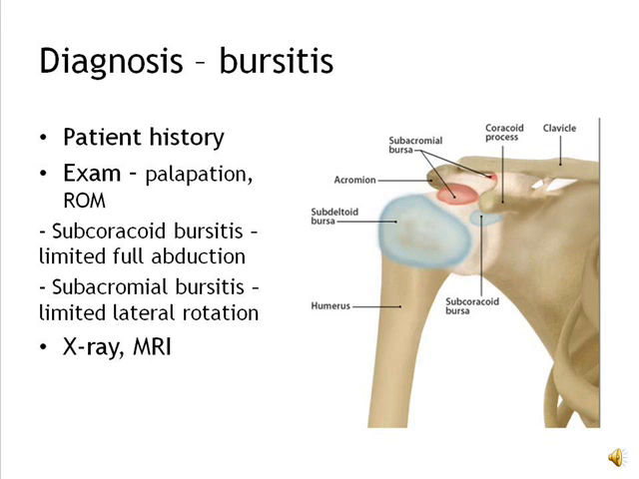X-rays, as you saw, are usually performed to assess if there are any bone spurs of the shoulder, and MRI shows the soft tissue, and ensures that there's no actual rotator cuff tear.